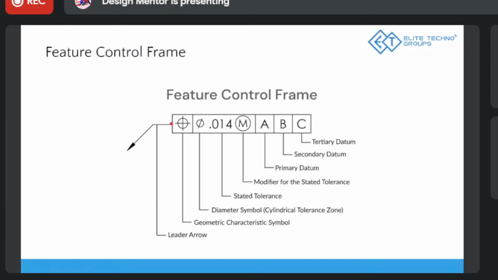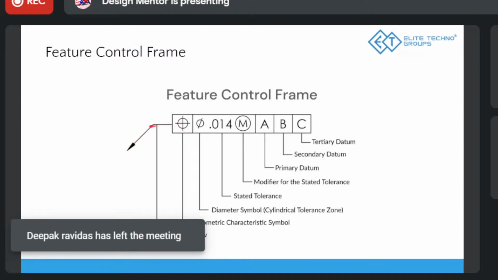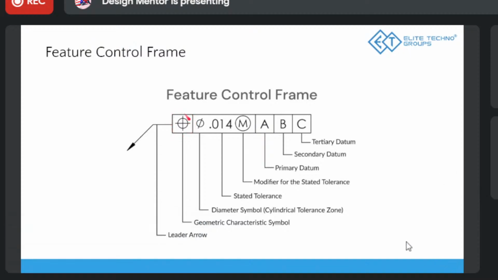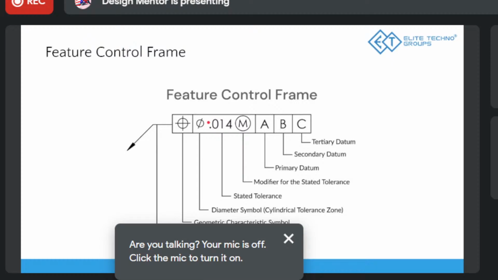So now let's see if I can read it or not. There's this leader arrow. Then we have the geometric symbol that we learned, right? 14 symbols are there. One symbol you can put. Each control frame must have a symbol, right? So in the first box, you put the symbol. In the second one, if it is a circle, you need to put a diameter or a radius or something else. If it's square, you put a square. So there are various symbols that you can put in. Otherwise, if it's a normal dimension, you don't put anything.